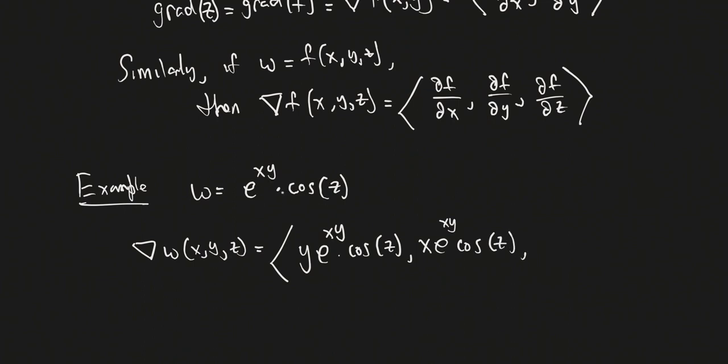And then finally, partial with respect to z, now x and y are being treated as constants. So the entire e to the xy is a constant multiple of this. But then when I differentiate cosine of z with respect to z, I'll get negative sine of z. So I'll put that negative in front, and we'll have e to the xy, and then sine of z like that, and there we go, right? So that's the gradient of this surface, right?